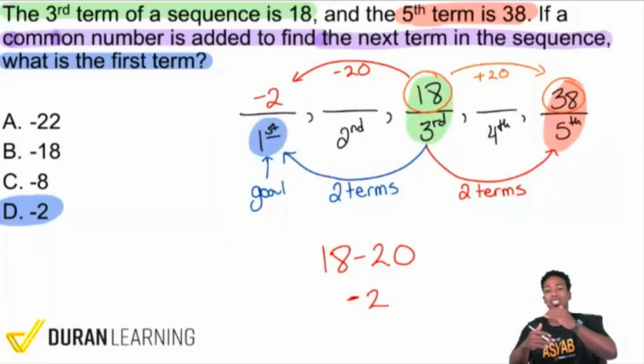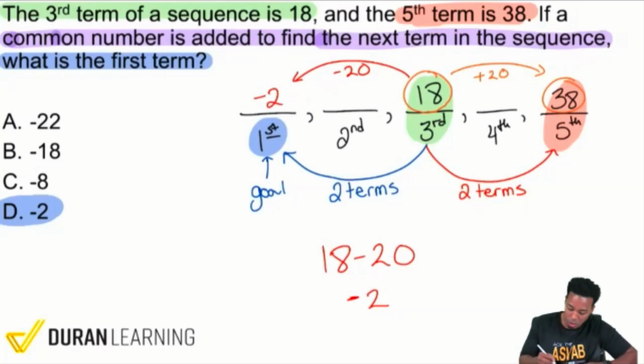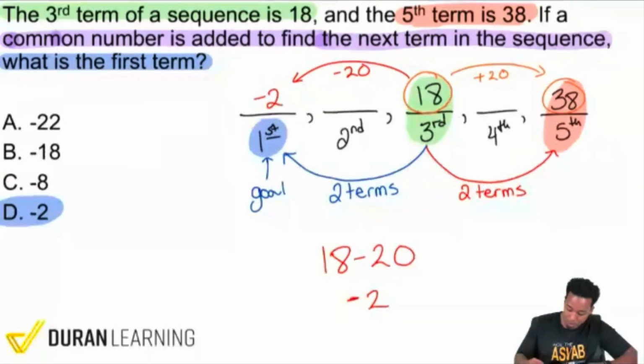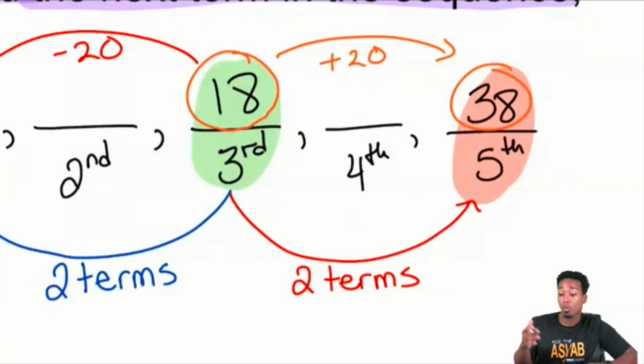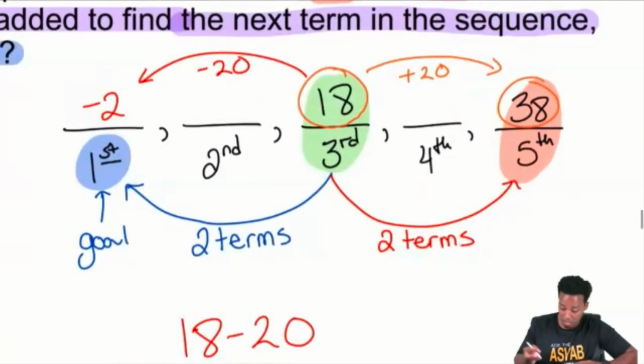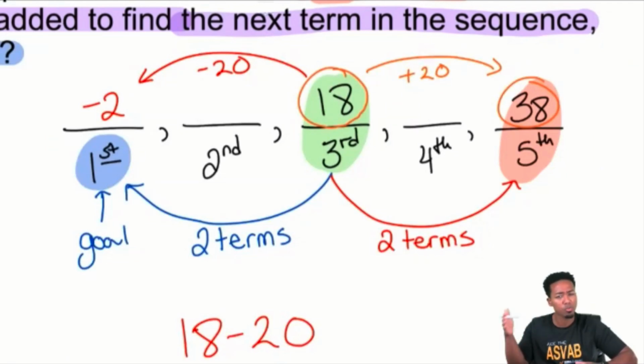But let's say we didn't see that. What can we also do? Let's go ahead and backtrack a little bit. Let me focus our attention over here. What we could have also done is said, look, if I jump 2 terms and I jumped up 20, how do I split that? Because what if I only wanted to know the jump from 1 term to the next?